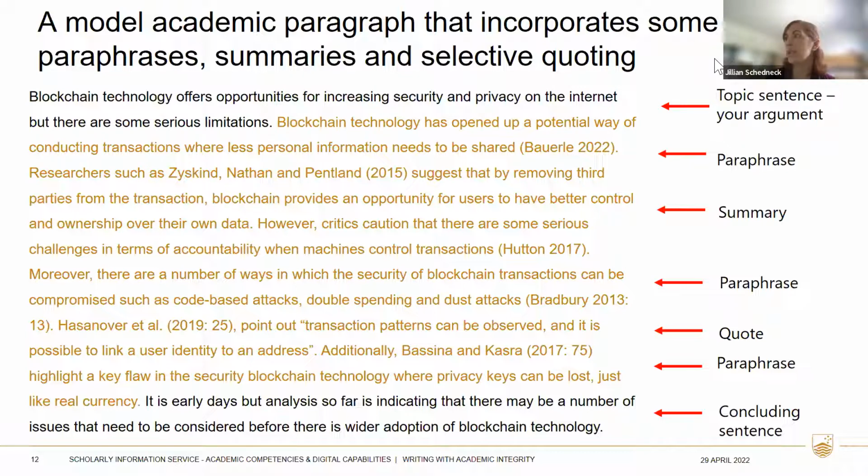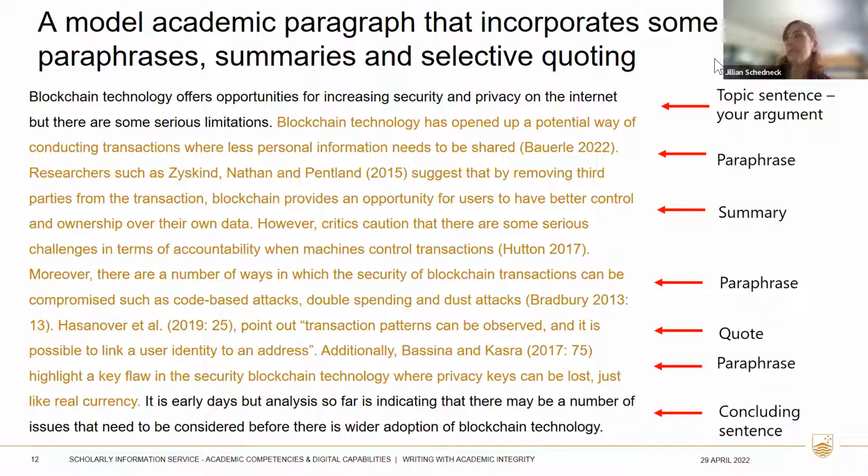Now, next up, we've got a paraphrase. Blockchain technology has opened up a potential way of conducting transactions where less personal information needs to be shared. Now, I said before that paraphrases would have page numbers. However, this source is an online source that doesn't have any page numbers. So if that's the case and you've paraphrased, then it's not possible to include a page number when there are none for an online source. You do want to avoid .com online sources as you can. But in this case, this author writes a lot about blockchains and Bitcoins for an online magazine. So that's where this one comes from.